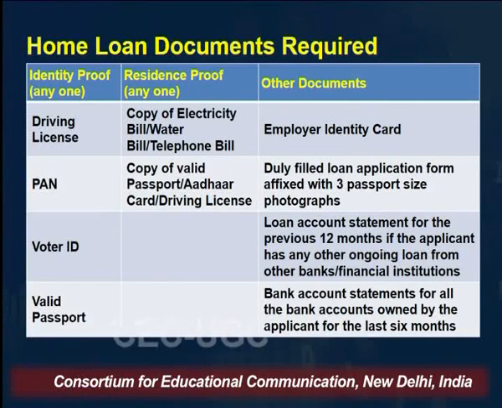Then we have the documents required for the home loan, of which the first is the driving license. That is a copy of an electricity bill, water bill or telephone bill. The other documents required are the employer identity card, because every employee in an organization is given a number. Then we have a PAN card, a copy of a valid passport, Aadhaar card and the driving license.